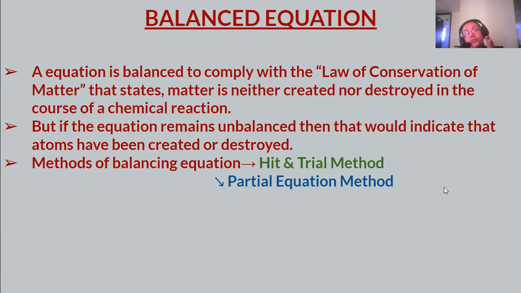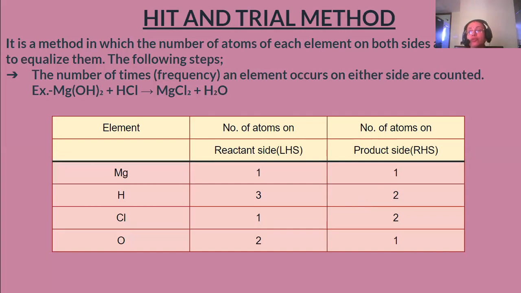To follow this law, we need to balance the equation. For balancing the equation, there are two methods: hit and trial method and partial equation method. Two methods are used. First, we come to the hit and trial method. In this method, the number of atoms of each element on both sides is counted to equalize them. First step is we equalize them on both sides. First, the frequency of occurrence of an element on each side is counted.